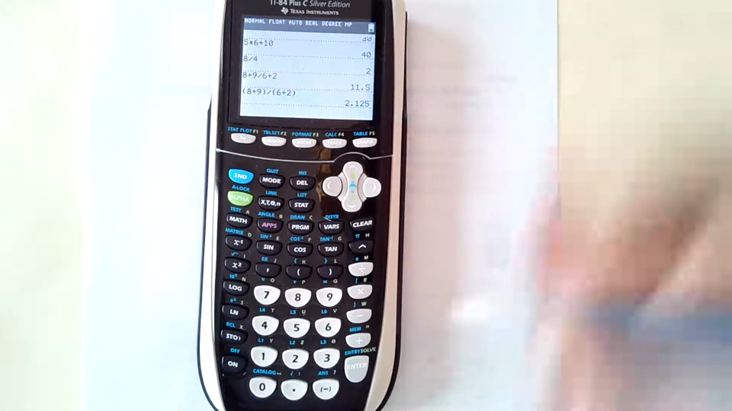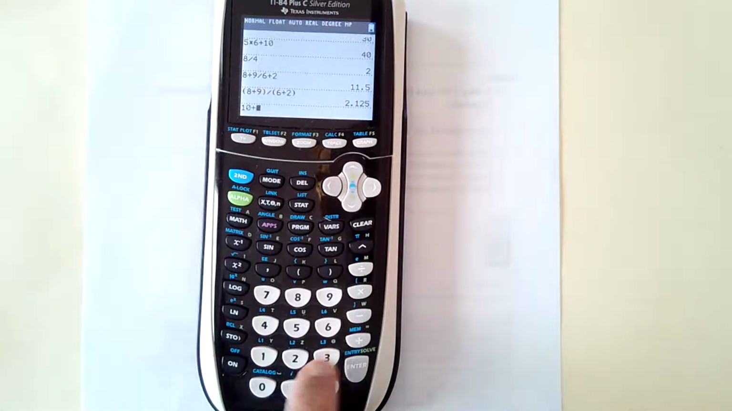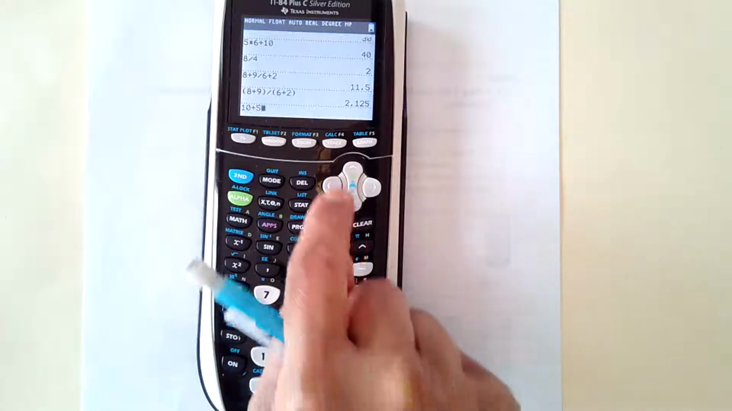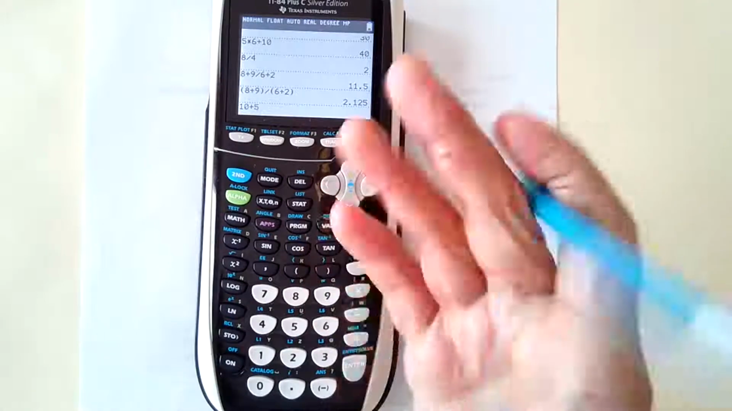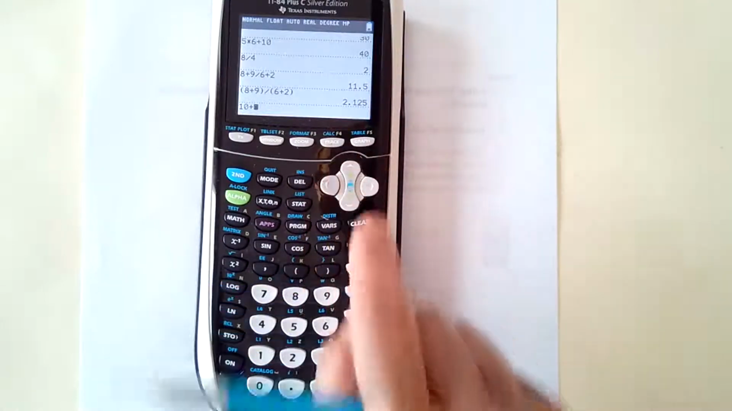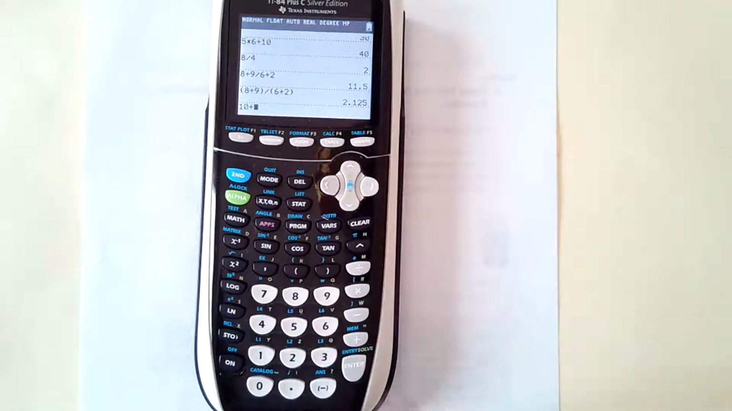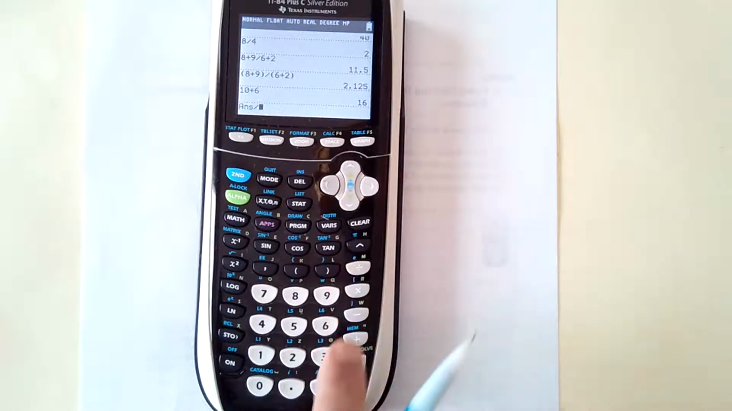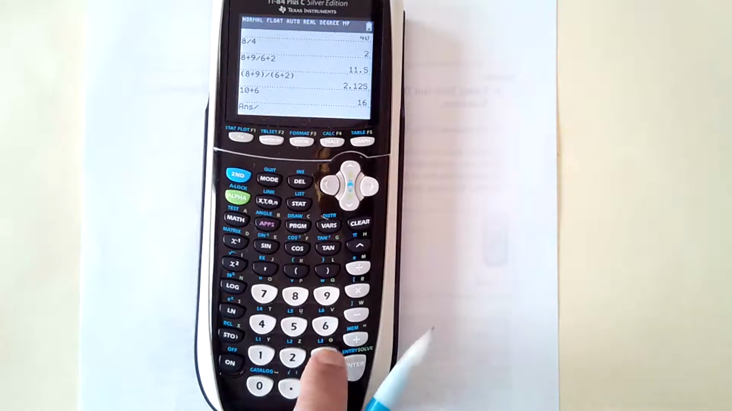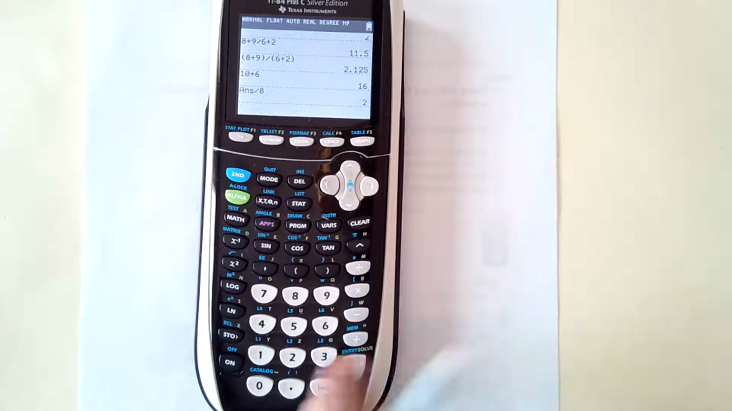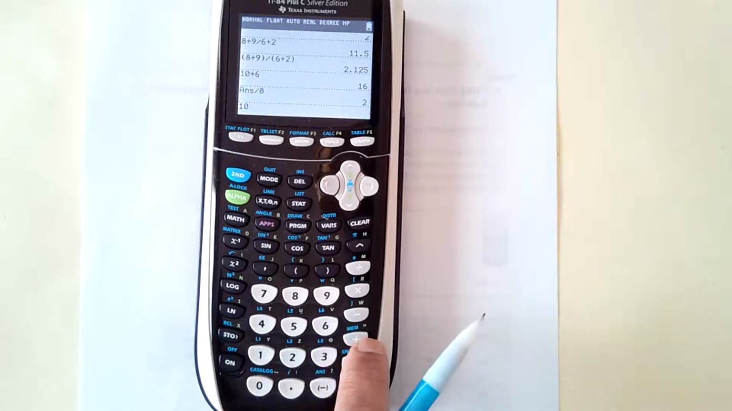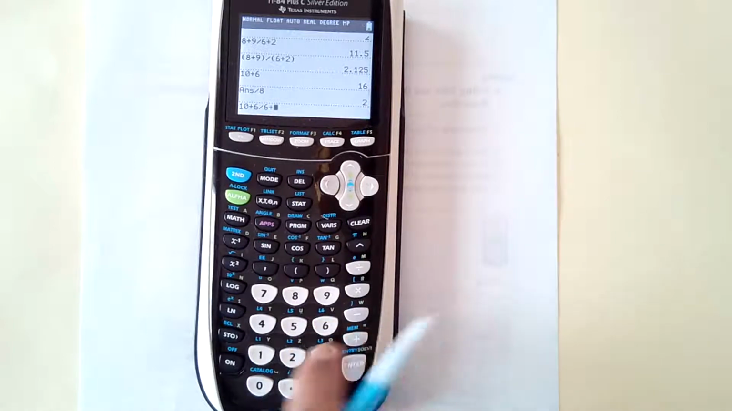Let's do another calculation. You have 10 plus 5, or 6. Now, if I want to go back, I can press this right arrow key here. This would take me back, and that's going to change it. Let's say I want to put 6 here. That's 16. 16 now divided by, say I want 8. It'll give me 2.